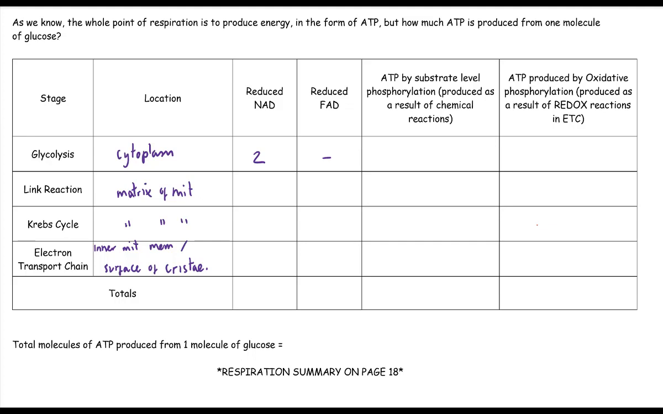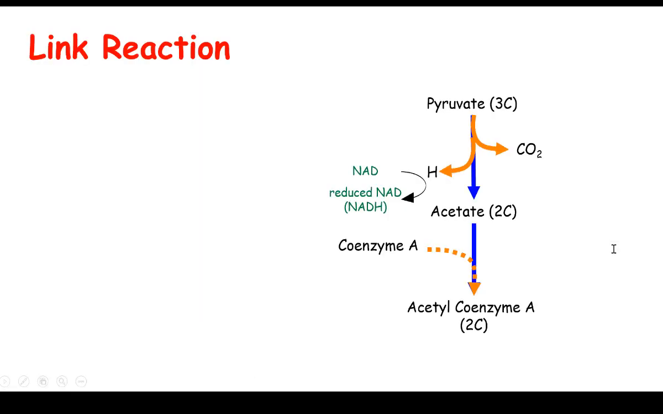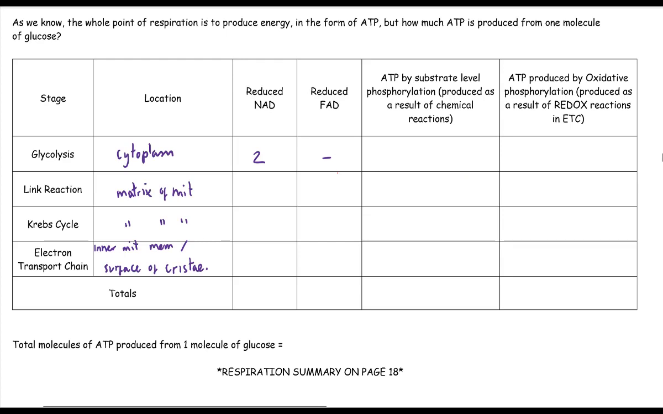There was no reduced FAD there. In the link reaction, we made 1 NAD, but remember, there were 2 pyruvates, so altogether we made 2 NADs. So we needed to put a cheeky little 2 there.